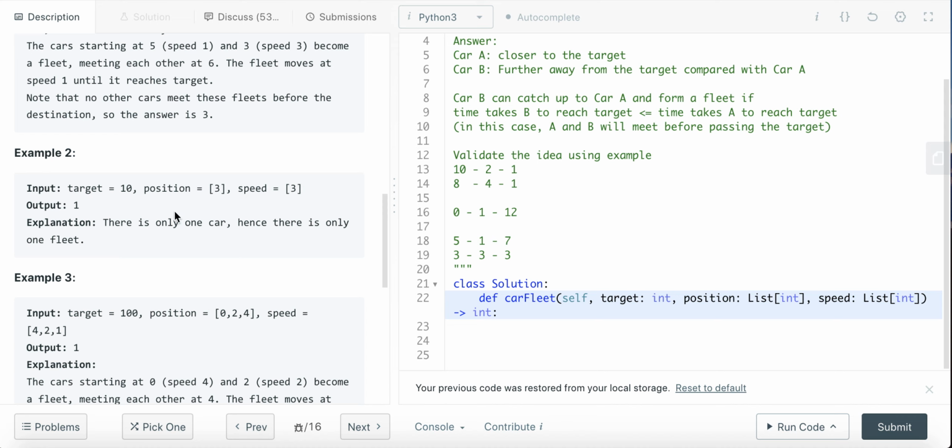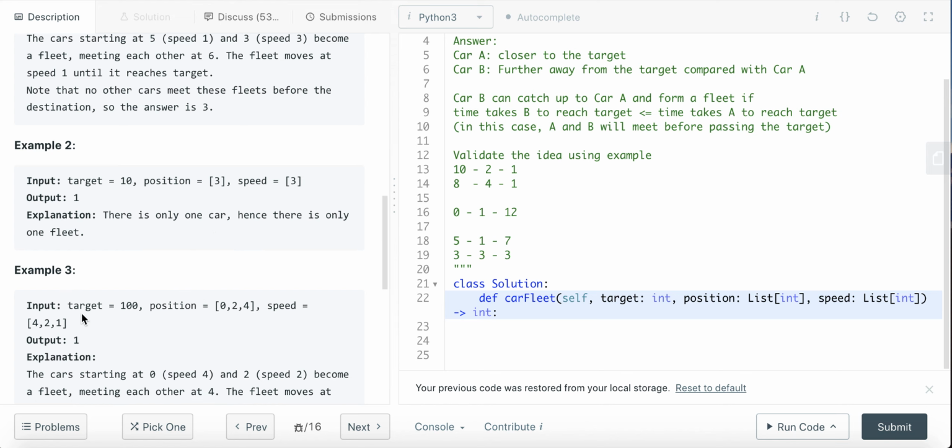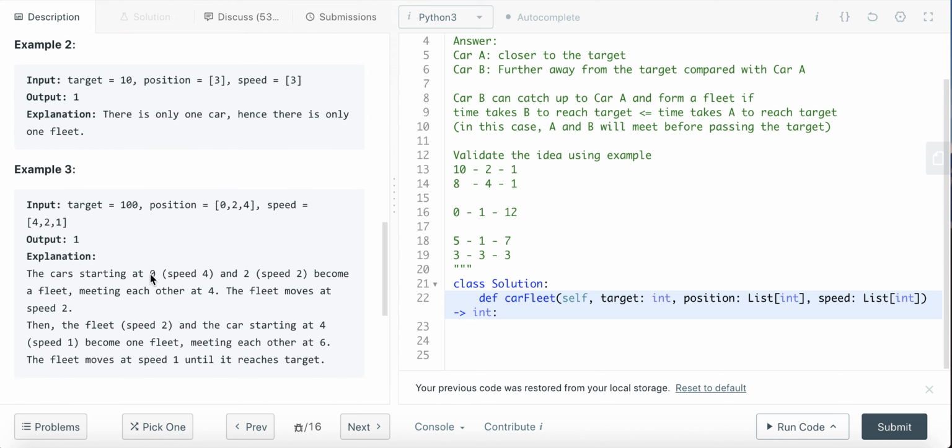In example 2, there is only one car, so that's why it is only one fleet. In example 3, target is 100, and the car starting at position 0, traveling at speed 4, and the car starting at position 2, traveling at speed 2, become a fleet. They meet each other at position 4, and after that they travel at the speed of 2. Then this fleet meets the car starting at position 4 at position 6. The fleet then travels at speed 1 until it reaches the target, so the output is just 1.